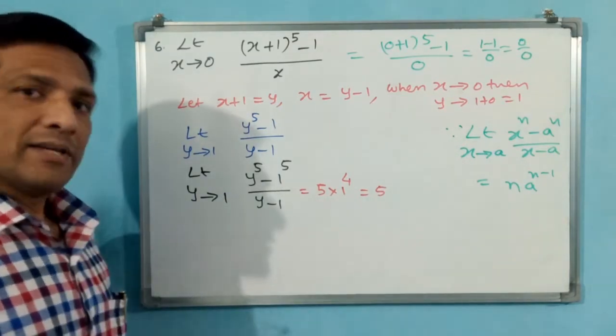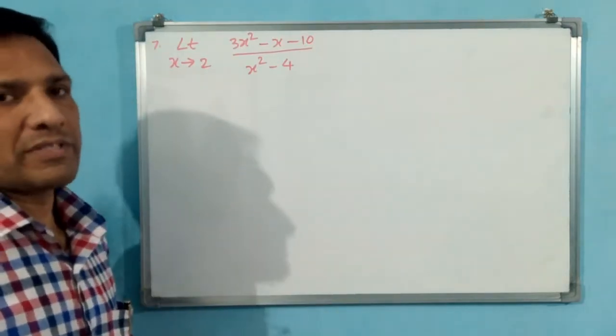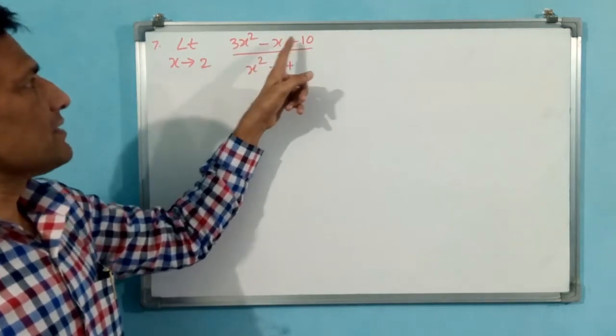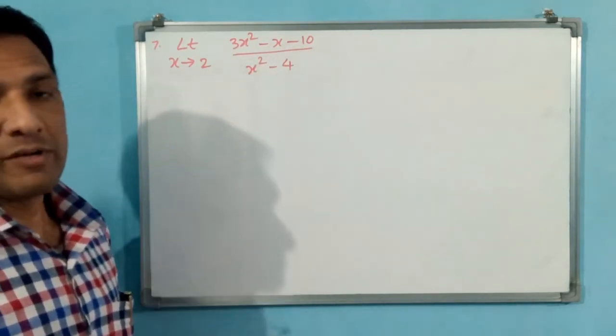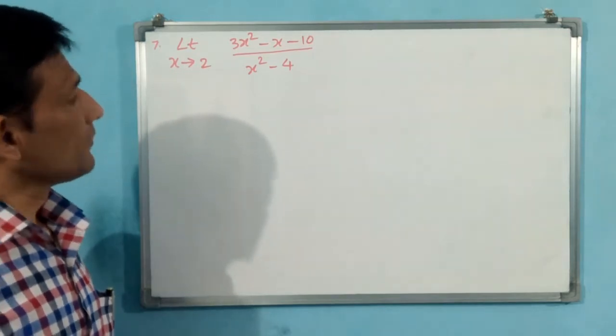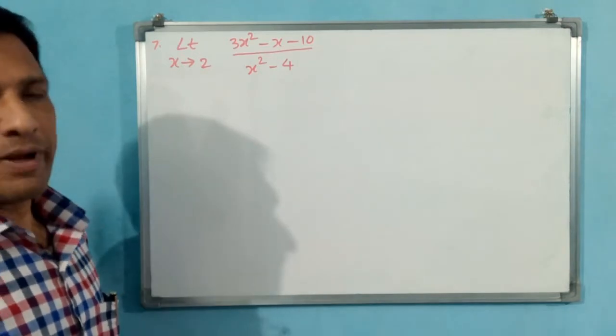Okay, let us go for 7th question. Okay, see the question number 7. Limit x tends to 2, 3x square minus x minus 10 by x square minus 4. What will be the answer like? Okay. See, like as usual, you substitute first 2. What will happen? Now you see.